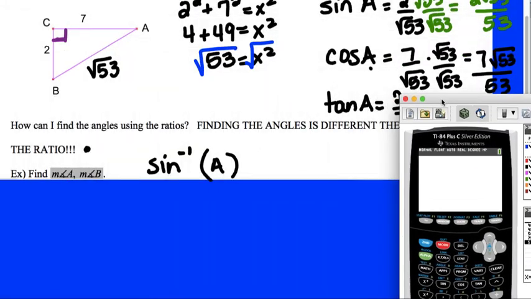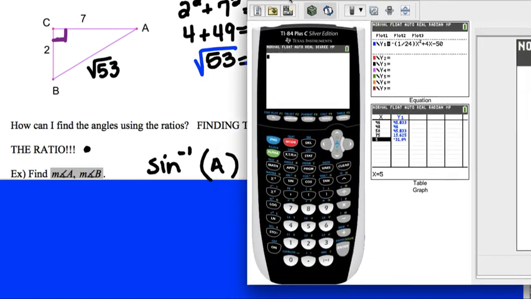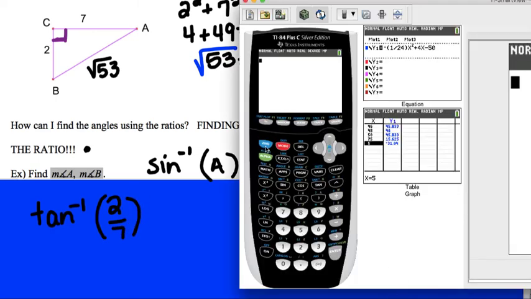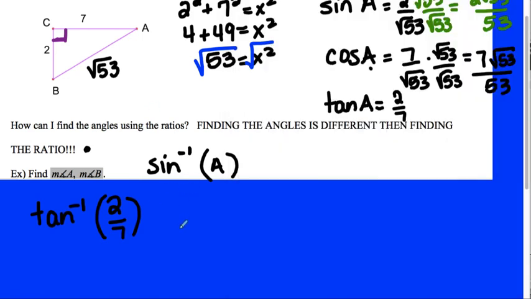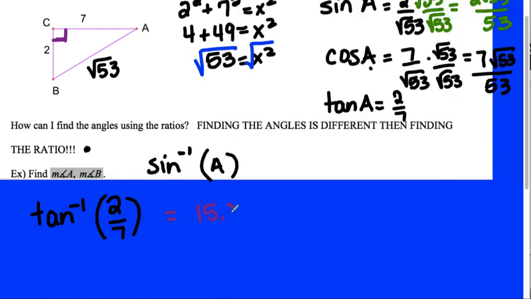So I want to get the tangent of 2/7. This is how I'm going to put this into my calculator: inverse tan of 2/7. I'm going to press the second button and then tangent, and then put in 2 divided by 7. That gives me 15.9 degrees. So the tangent of angle A is 15.9 degrees. So A is 15.9 degrees.